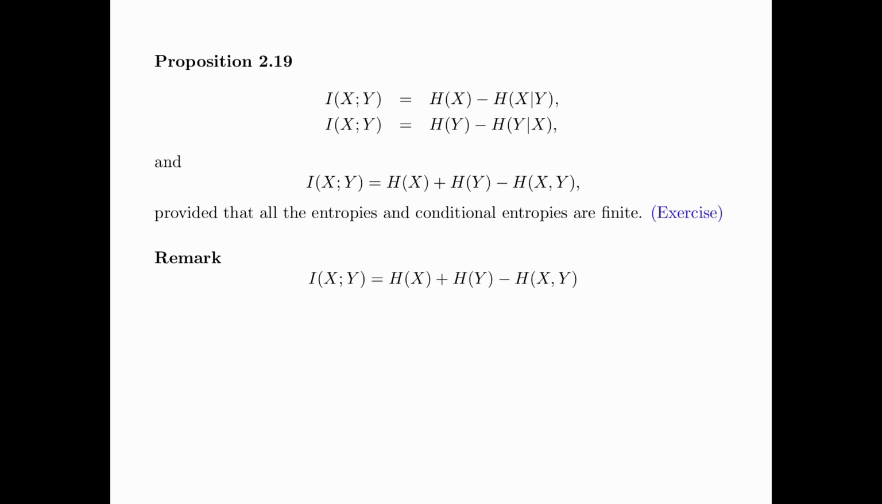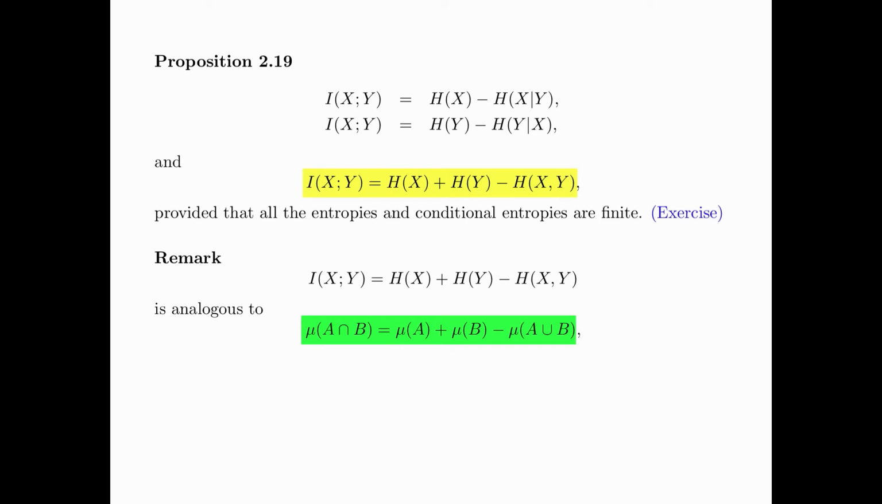Now for this formula I(X;Y) equals H(X) plus H(Y) minus H(X,Y), we notice that it is analogous to a set-theoretic formula: mu of A intersect B equals mu of A plus mu of B minus mu of A union B, where mu is a set additive function and A and B are sets.